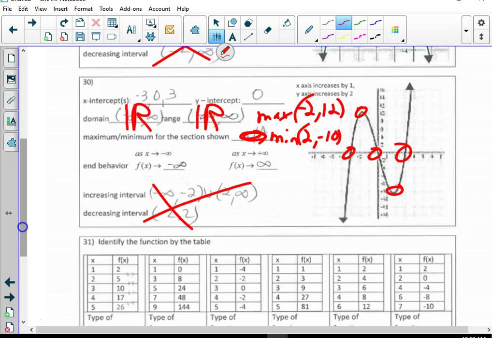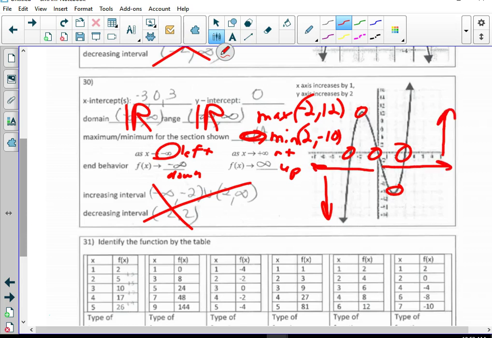Same thing, just a little bit different here. As it's going left, it's going down, negative infinity. As it's going right, it's going up towards positive infinity. So, as it's going left, the arrow's going down. As it's going right, the arrow's going up.